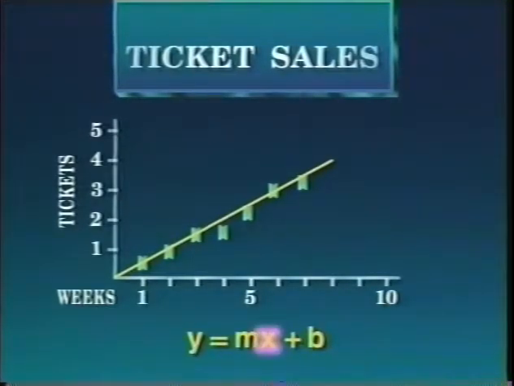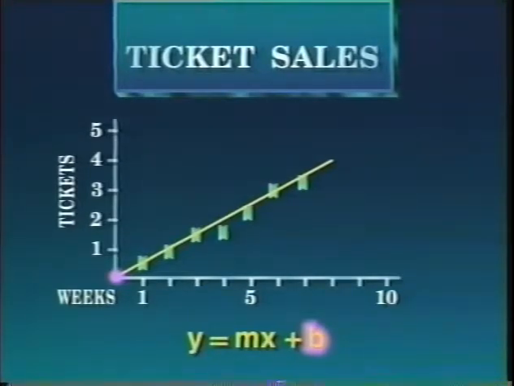The x represents the variable on the horizontal, or x-axis. Here, that's time. Y stands for the variable on the vertical, or y-axis, number of tickets sold in this case. The two constants, m and b, give us a specific straight line. B stands for the y-intercept, which is exactly what it sounds like. It's the place where a line crosses or intercepts the vertical axis. Another way of saying this is that the y-intercept is the value of y when x is 0.